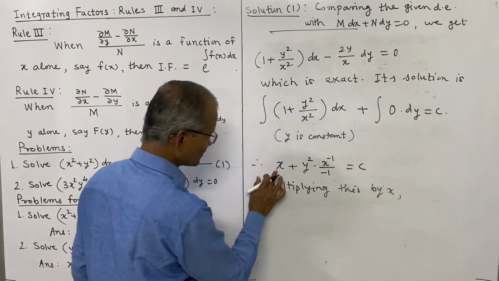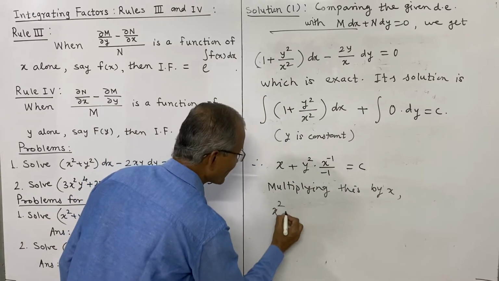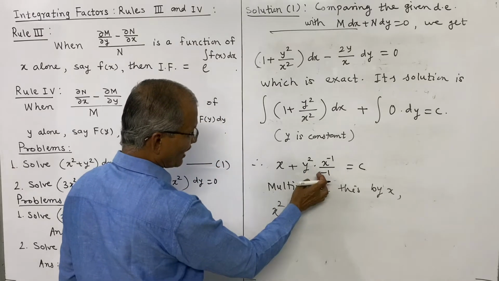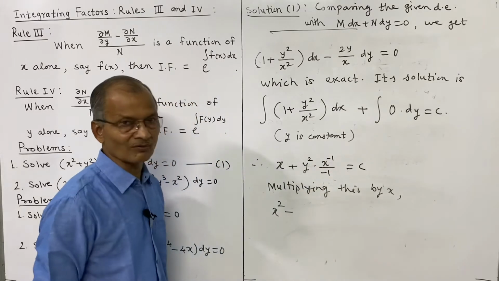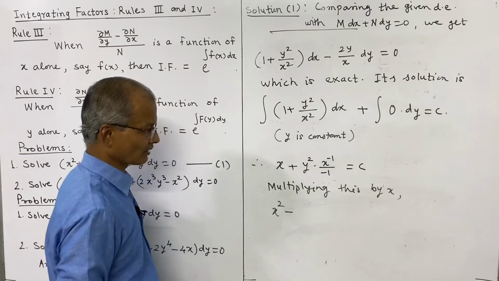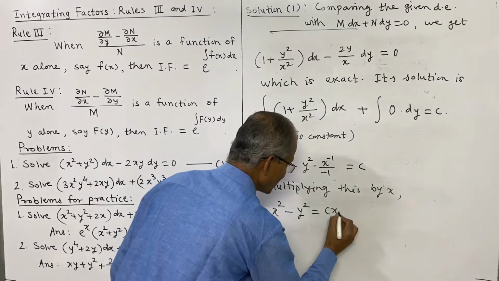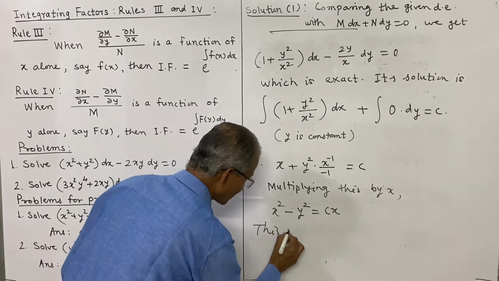So what we shall get? x into x, that is x square. And this negative sign I shall write first, minus. And x into x to the power minus 1, which is 1 by x, that is 1 product. And therefore this is minus y square is equal to cx. So this is the general solution.